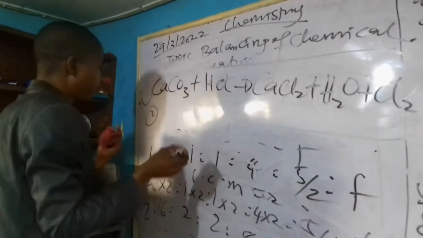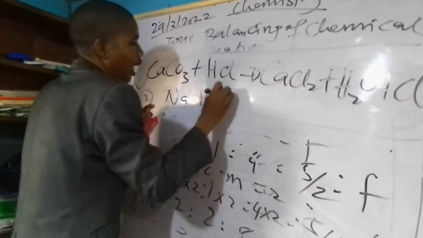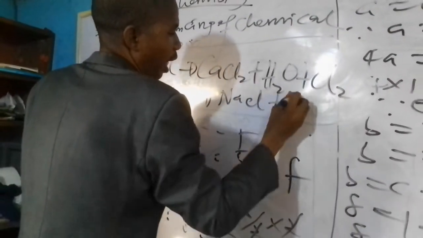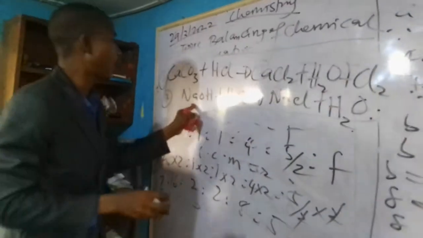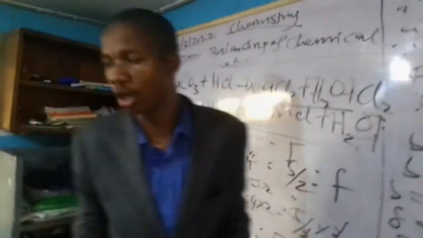You can equally solve the reaction between sodium hydroxide plus hydrochloric acid to form sodium chloride and water. I know that this second equation is already balanced. Sodium hydroxide plus hydrochloric acid, this equation is balanced. But practice the first question and try to solve questions on your own.